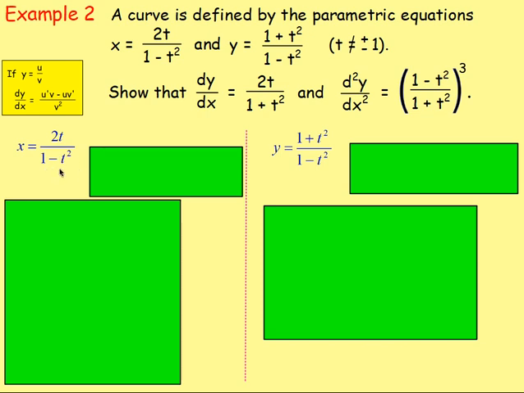Doing that, Drew, what would you do? Perfect, you would use the quotient rule. And why are you using the quotient rule? Good, because you've got a function in terms of t divided by a function in terms of t. High five, Drew. Well done.